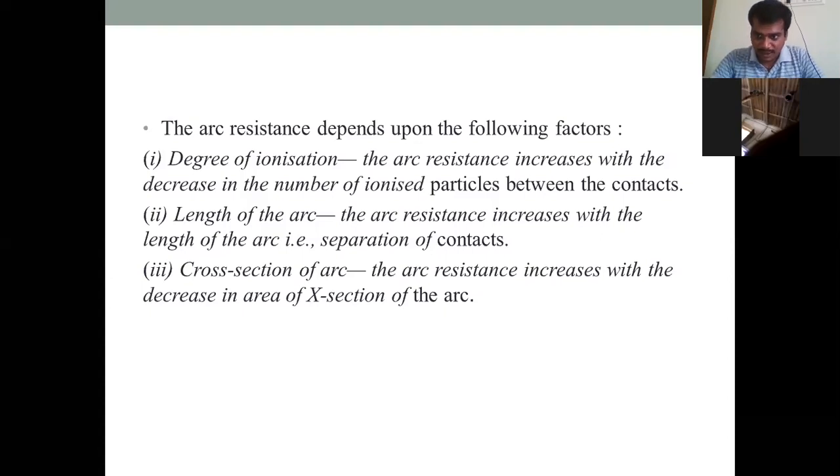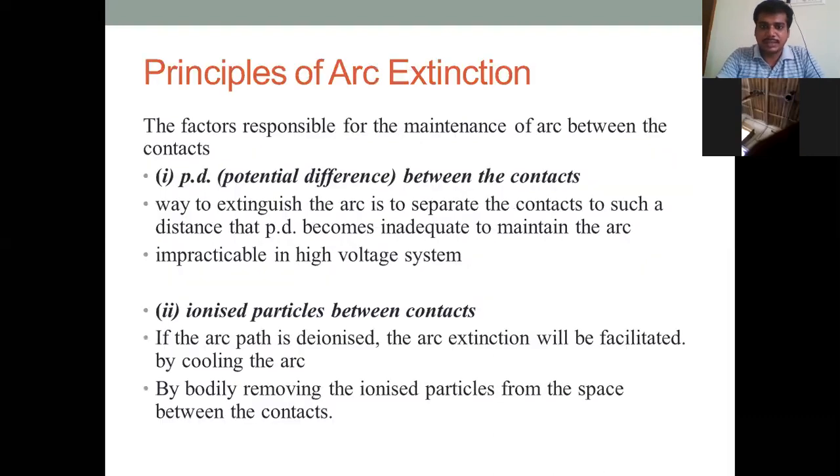First is degree of ionization, next is length of the arc, next is cross section of the arc. Degree of ionization means that when the number of ionized particles between the contacts decreases, the arc resistance increases. Next, length of the arc: when the separation of the contacts increases, the arc resistance also increases. Next, the arc resistance increases with the decrease in the area of the cross section of the arc. So these are the three factors on which the arc resistance depends.